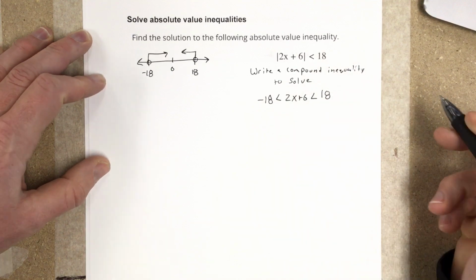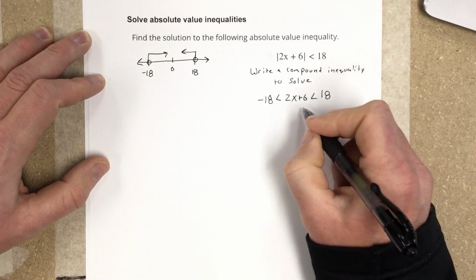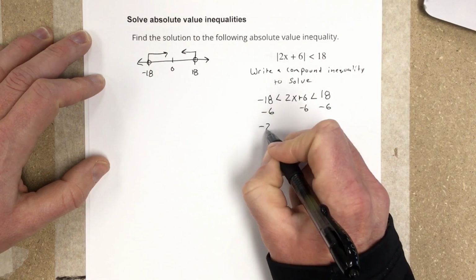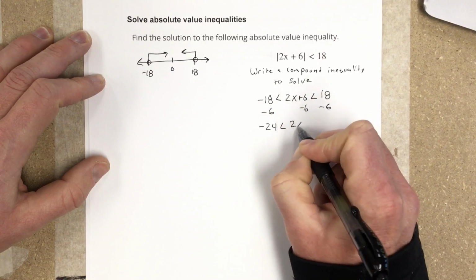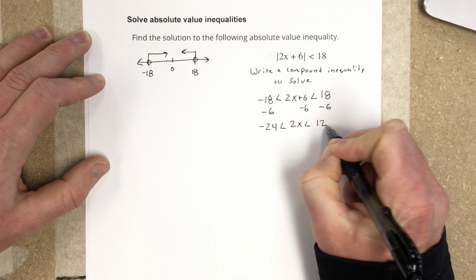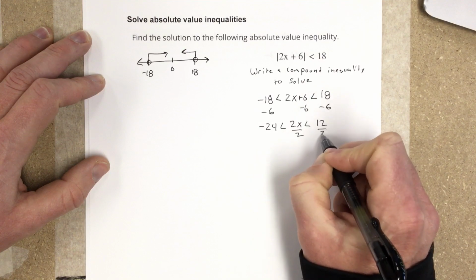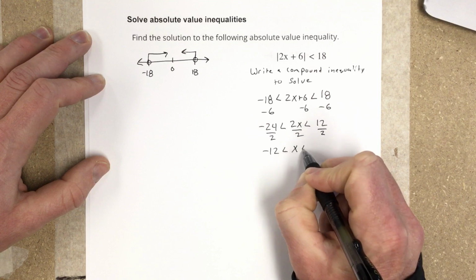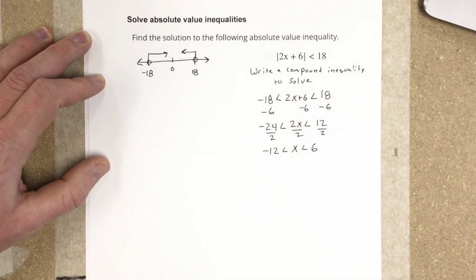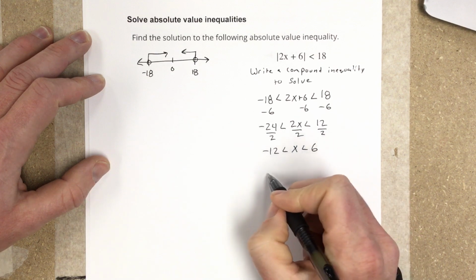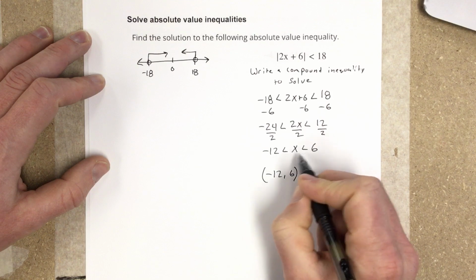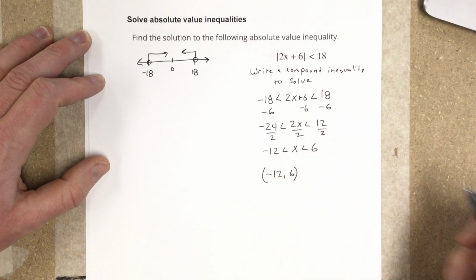And then I'm going to solve this compound inequality by subtracting 6 on each side. So I get negative 24 less than 2x less than 12. Divide by 2 on each side. I get negative 12 is less than x, which is less than 6. So my solutions for this problem range from negative 12 to 6, so I can write that in interval notation with a parenthesis on each because neither one can be equal. We cannot use negative 12 or 6.